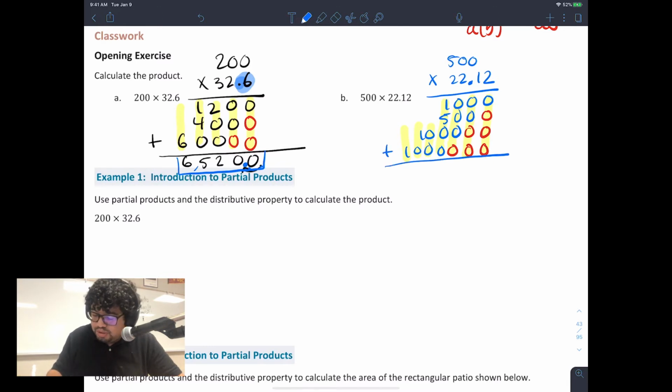Then we do the addition. So this is 0, this is 0, this is 0. Then we have 1 plus 5 is 6. Then once again zeros, then 1 and 1.